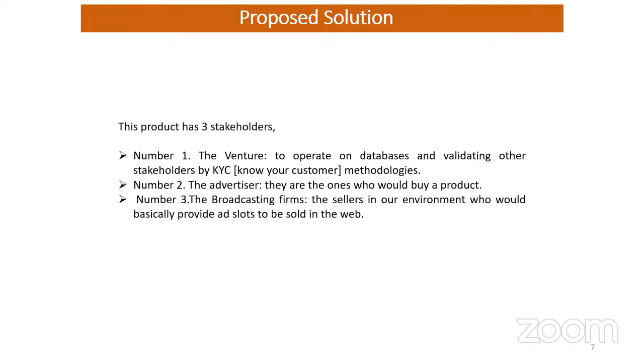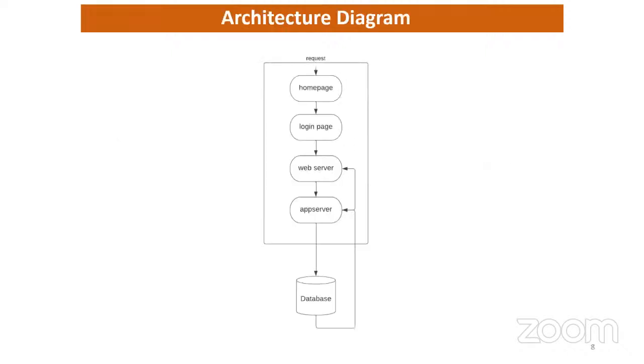So here we have 3 stakeholders. Number 1, that's me, that's the venture, that's the admin who is going to control everything. Then the advertiser and the broadcasting firm. Advertiser is like, assume any company that wants their advertisement to be shown in TV. And the broadcasting firm is the channel. So these are the 3 players. This is the request and response flow that I want to show.